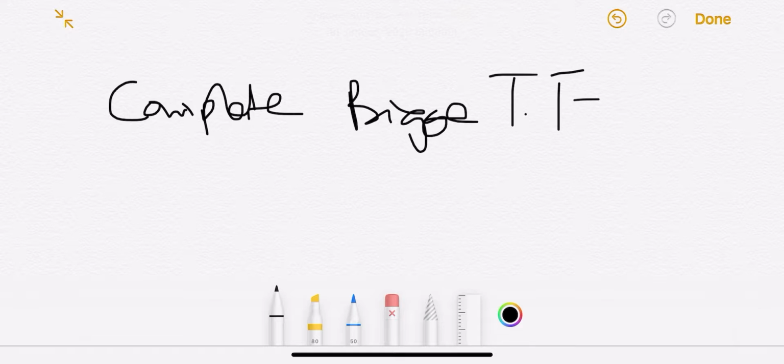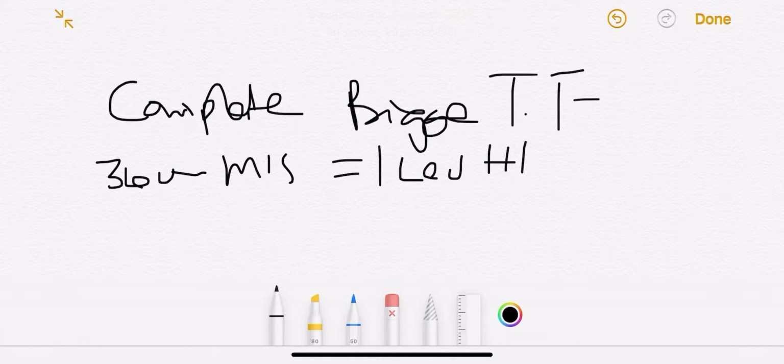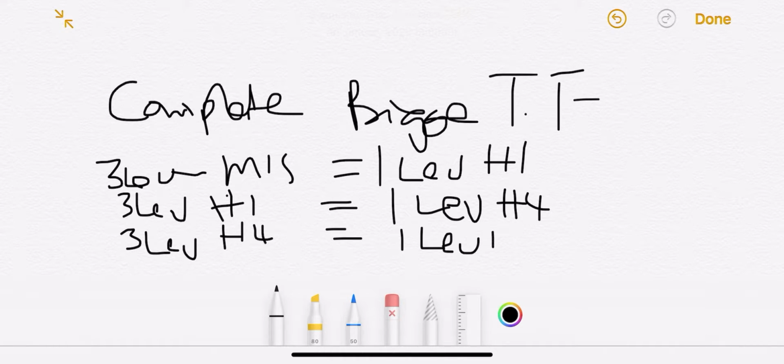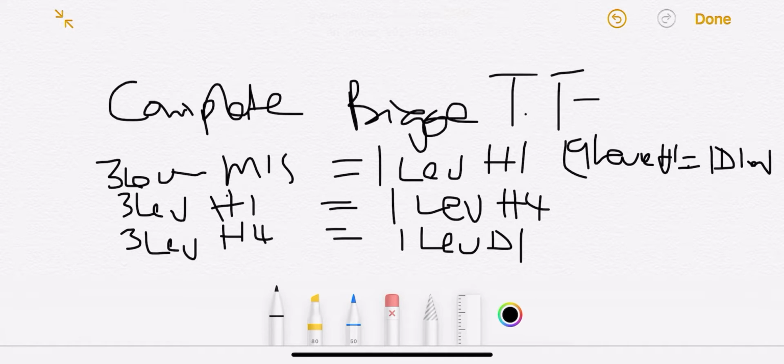What does this mean? Remember we said that 3 levels on M15 is 1 level on H1. 3 levels on H1 is equal to 1 level on H4. 3 levels on H4 is equal to 1 level on D1. So in other words, we need 9 levels of H1 to have 1 D1 level, which is 3 levels of H4.